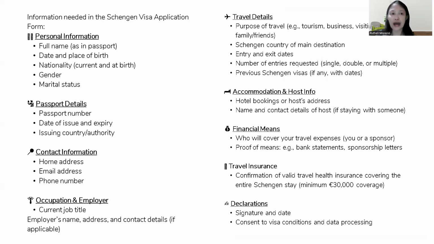Travel details are also asked in the application form. For example, what is your purpose with your travel? Is it tourism? Is it business? Will you be visiting your family or friends? So you have to state that in your visa application form. And this purpose must coincide with your cover letter. And the Schengen country of your main destination, their entry and exit dates, the number of entries requested, like are you requesting for a single entry or multiple entries? Next is your previous Schengen visas if there are any.